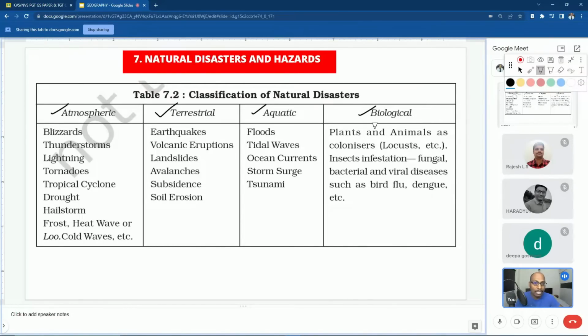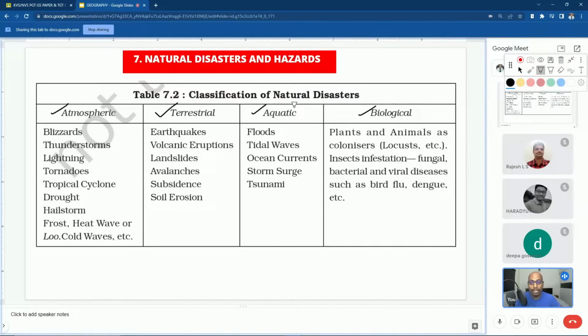So what are the biological disasters? Plants and animals as colonizers, locusts, insect infestation, fungal, bacterial and viral diseases such as bird flu, dengue and so on. The best example for biological disaster nowadays is the pandemic, which happened 2 years back, or still it is rampant, that is COVID. So these kinds of disasters like bird flu, dengue etc. can eradicate the entire human population. So this is not a man-made disaster, it is a biological disaster.